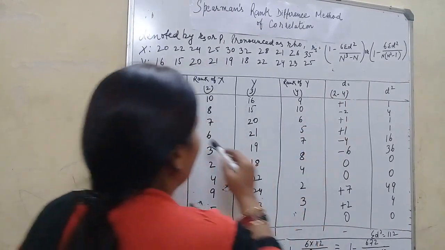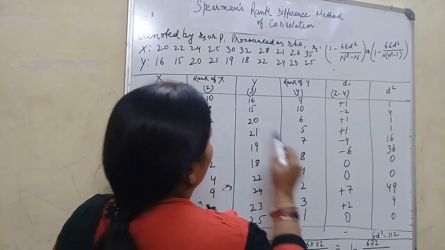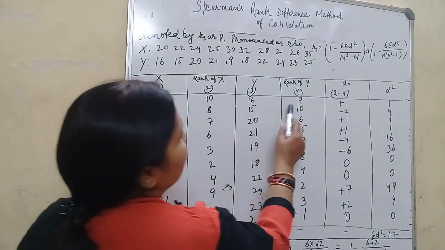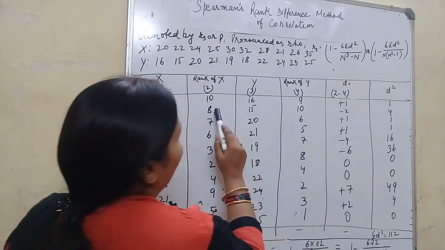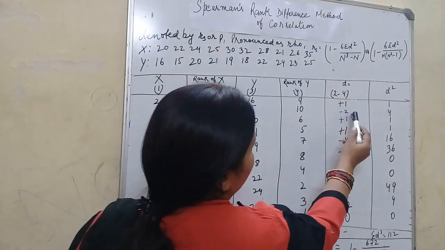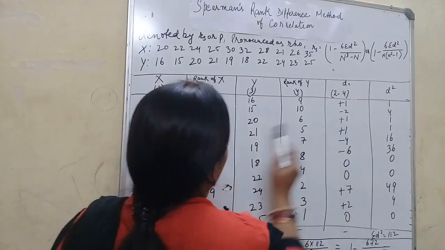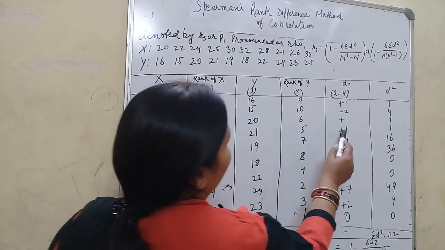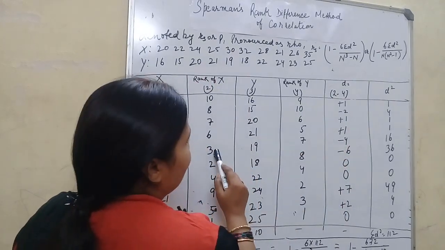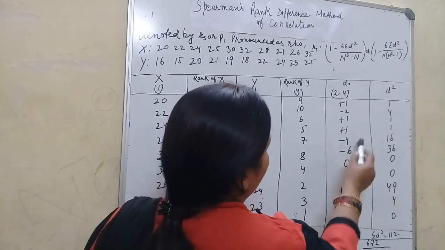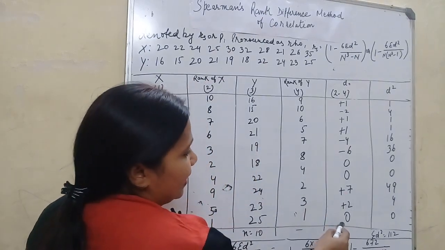Take the difference of column 2 minus column 4. When we subtract 10 minus 9, we get plus 1. 8 minus 10, we get minus 2. 7 minus 6, we get plus 1. 6 minus 5, we get plus 1. 3 minus 7, we get minus 4. This whole process goes on like this.